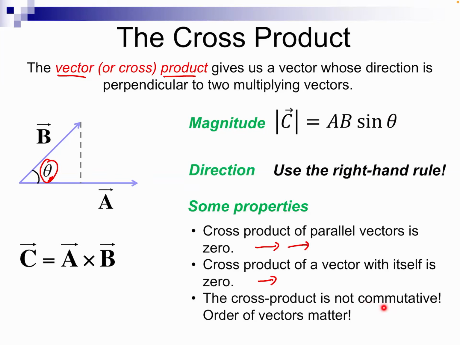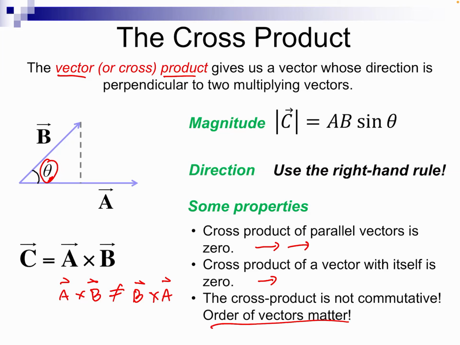The cross product, or vector product, is not commutative, meaning the order in which you cross the vectors is important. So A cross B is not equal to B cross A, particularly in terms of the direction that results from the cross product. The magnitude will probably still be the same in some instances, but the direction will definitely be different if you exchange the order of the cross product. And that's why the order of vectors is important.